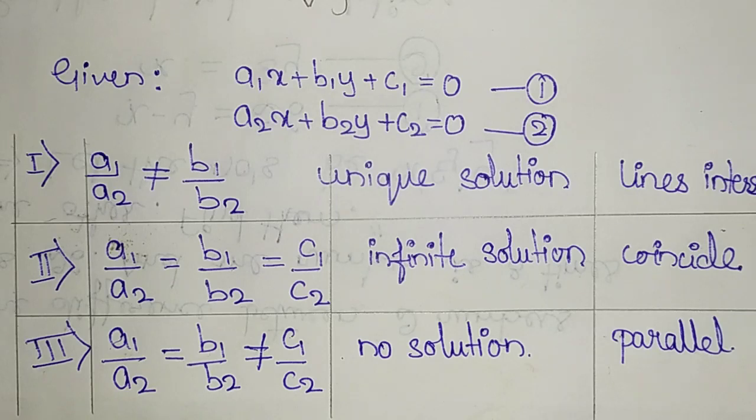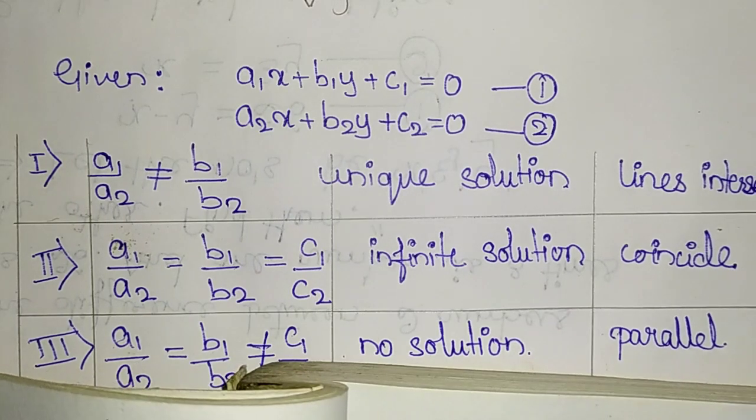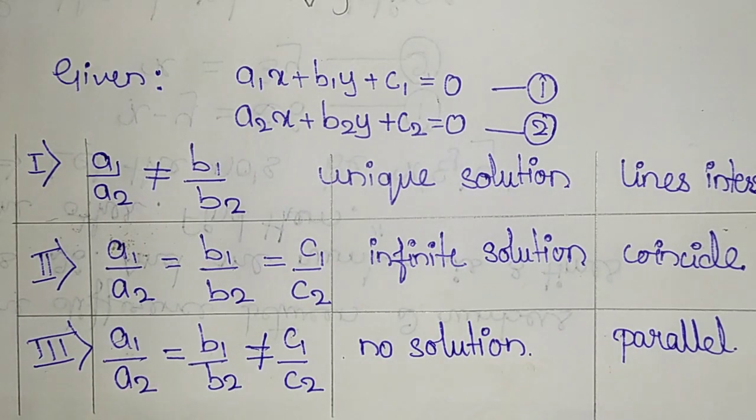And lastly, when a1 by a2 is equal to b1 by b2 but not equal to c1 by c2, it means the pair of equations has no solution whatsoever. The lines are parallel to each other. Let us look at few examples to see how it works.